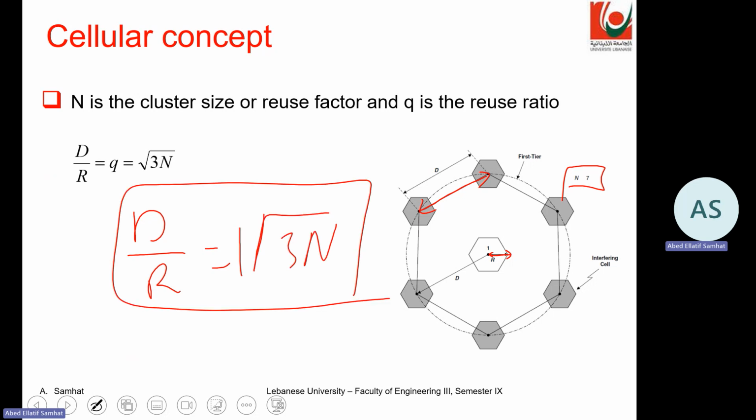Okay, and we define Q, what we call the ratio between the distance between two adjacent cells using the same frequency over R, which is the radius of the cell. So now we have the relation between the reuse factor and the cluster size: the distance between two adjacent cells using the same frequencies, and R, the radius of the cell, and this will allow us to design a very good cellular system.